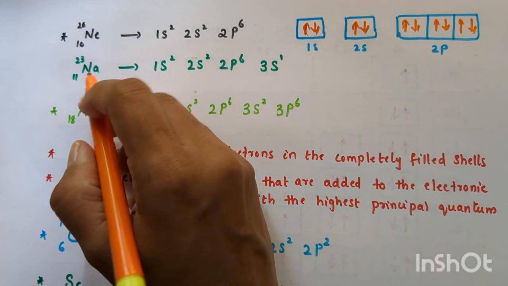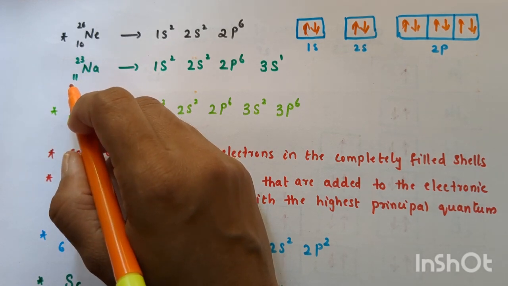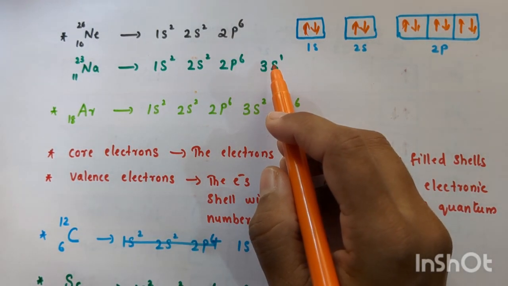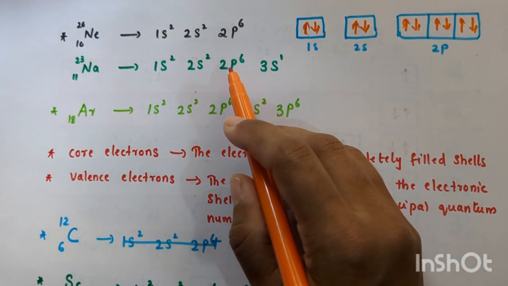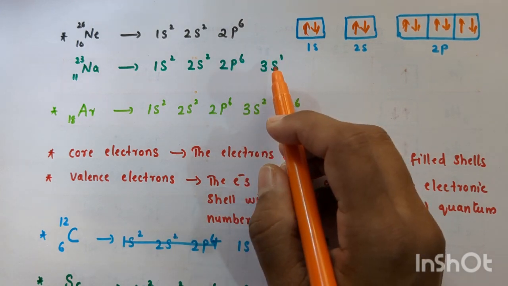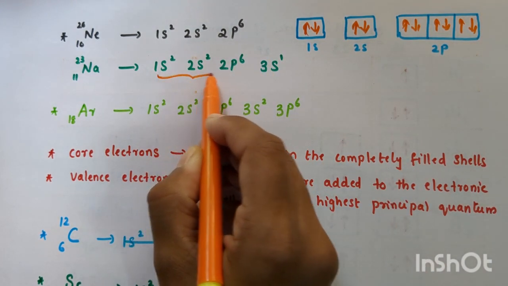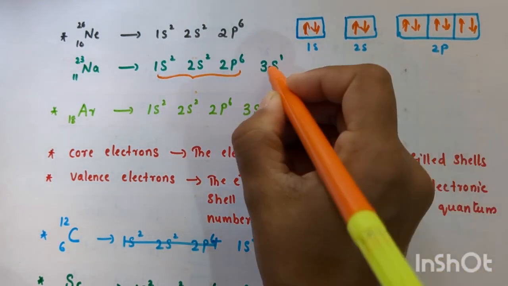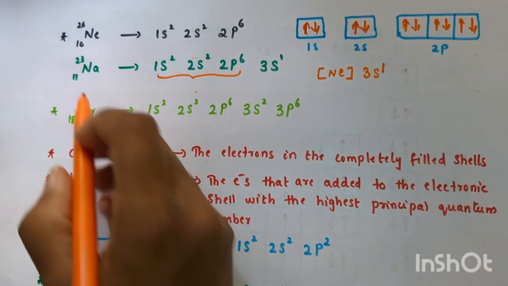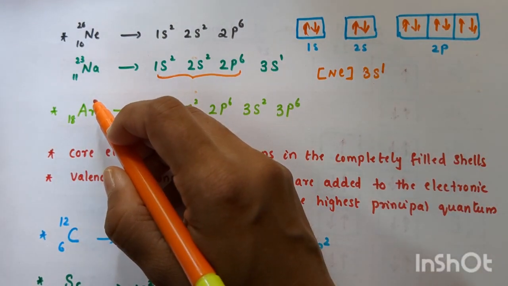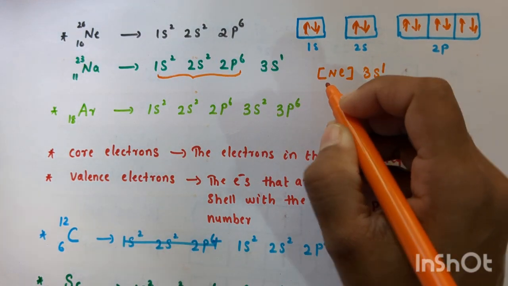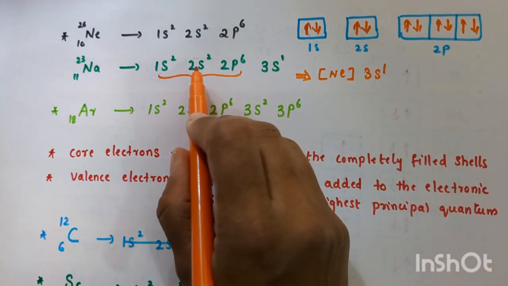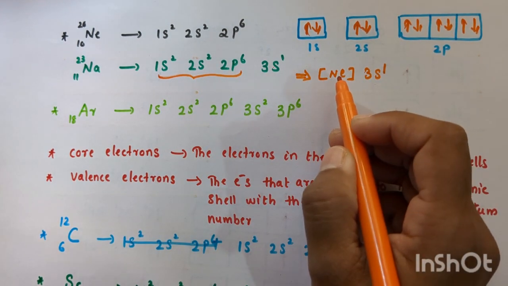Now if you consider the next element sodium with atomic number 11, its electronic configuration will be 1s2, 2s2, 2p6, then 3s1. Because p orbital can have maximum of 6 electrons, so the 11th electron will go to the 3s orbital. So you see, this 1s2, 2s2 and 2p6, this is the electronic configuration of neon, no? Then after that we have 3s1. That is, the electronic configuration of sodium can be written like this. Instead of writing all this, you can just write like this.